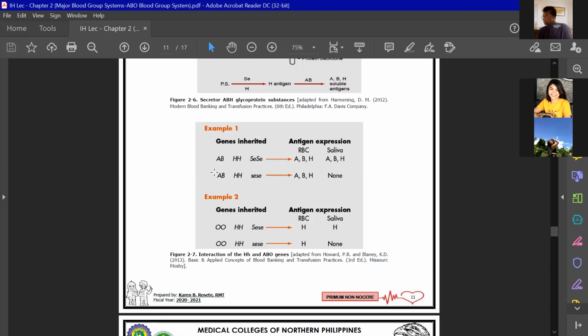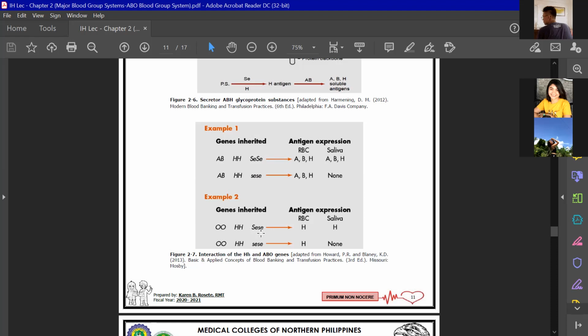We have the second example. If the individual inherited these particular genes, we have the AB, the HH, and this particular gene, the small letter se in a homozygous manner. So anong sabi natin sa small letter se? This is an amorph gene which has no detectable antigen product. So the inheritance of your big letter SE and your small letter se will now categorize individuals into secretors and non-secretors. Pag secretors class, ito ang genotype nila.